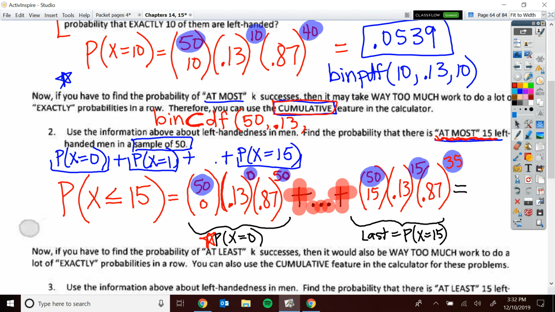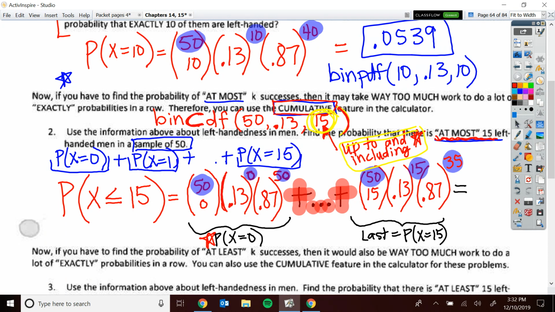This number here, this number that goes right here is the up to and including. And that is critical that you understand this. So this number that we're going to put into the calculator right here is up to and including. So in this case, we do want to include 15. So this is up to and including 15 successes, 15 lefties.